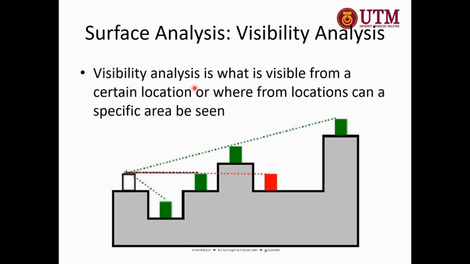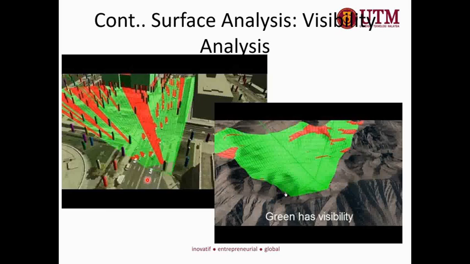So visibility analysis is what is visible from a certain location, or from a location, where can a specific area be seen. For example, we put ourselves over here. So this area we can see, this area we can see, we also see this area, but this area we cannot see. So maybe around this area also cannot see. Okay, so this is an example.